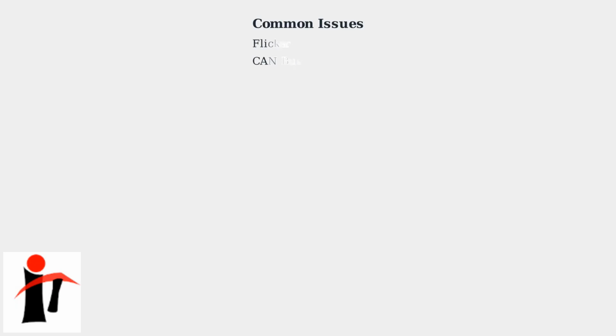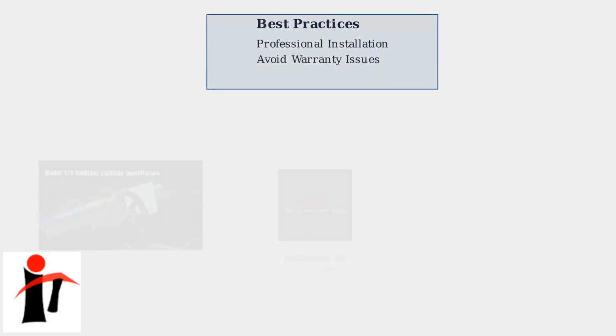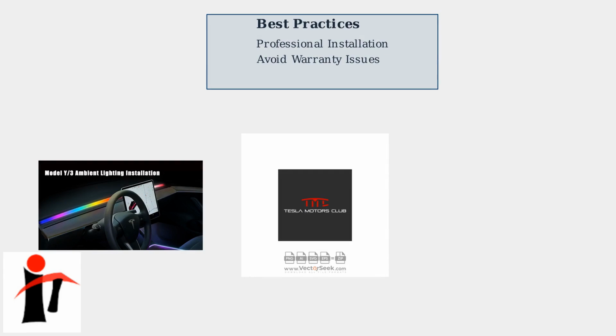When installing ambient lighting, you might encounter common issues like flickering lights or CAN bus errors. These can often be resolved by double-checking all wiring connections and consulting online forums for solutions. For best results, consider professional installation to avoid potential complications or voiding your Tesla's warranty. This ensures safety and proper integration.